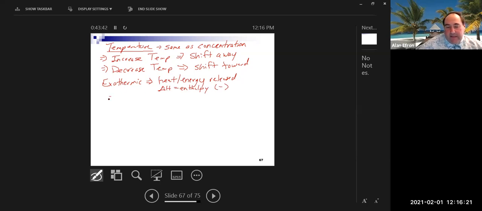It means that if you were to write a reaction, heat and energy would be considered a product. So if it's an exothermic reaction, heat and energy is considered a product, which means if you increase the temperature in this situation, it would shift away from the product side. If you decrease the temperature, it'd be like removing the heat and energy, which is a product, and it would shift towards the product side in that particular case. Any question on that one there?